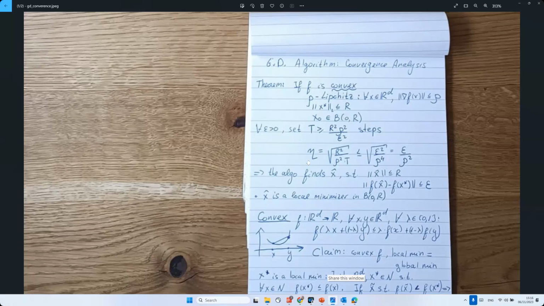And this epsilon is the parameter you choose. This is the quality of the approximation you want. The higher the quality of approximation you want, the larger the number of steps you need to do, and the smaller the step size, of course. Implicitly, what we are showing here is that this x hat is a local minimizer of the function. This is what Ethan exactly told, that x hat is a minimizer in this ball only.